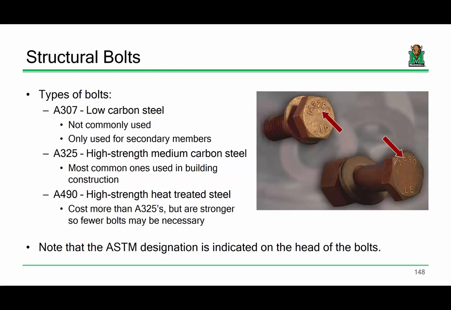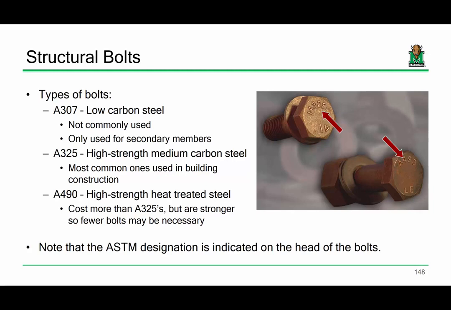There are oodles and oodles of different types of bolts that we use in structural engineering, but I want to mention 3 of them that are the most common. First off is A307. A307 bolts are primarily used as temporary bolts or for secondary members. They're low carbon steel bolts. You can see them used here and there, but primarily you won't see them a lot. The 2 that you see the most are A325 bolts and A490 bolts.